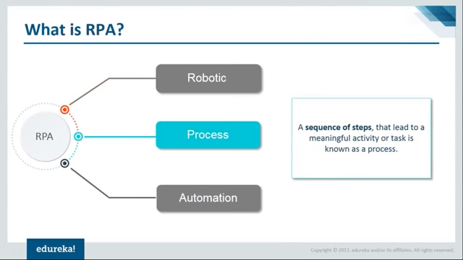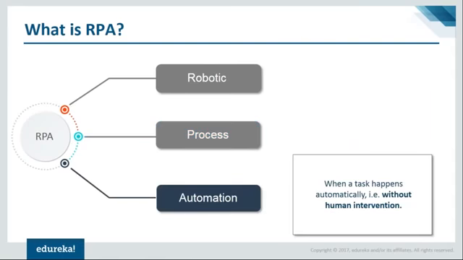Then comes process. A process is a sequence of steps which lead to a meaningful activity. For example, you make tea, right? To make tea, the first step would be to pour some water and let it boil, then put some tea leaves, let it boil, and then pour some milk in it, right? Your tea is ready. So you did three steps, and with the help of these three steps, your tea is ready. So this becomes a process of making tea.